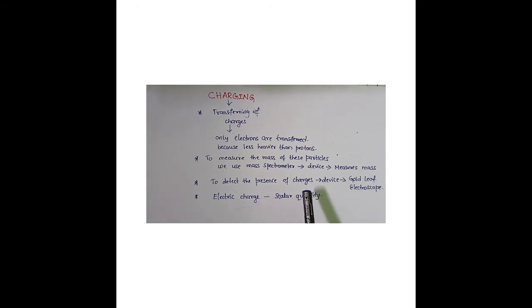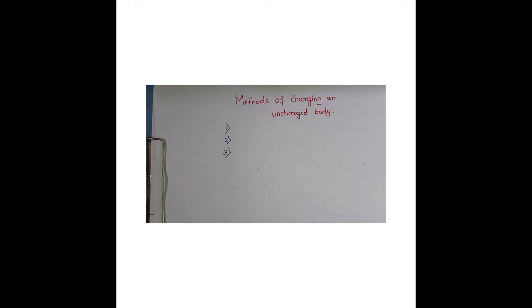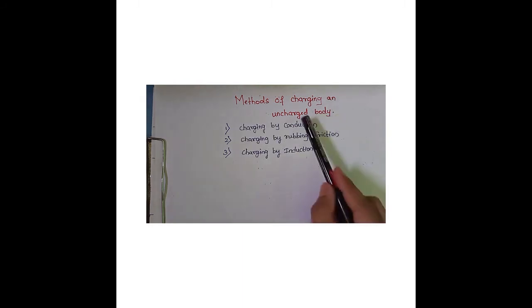Charging an uncharged body can be done in many ways. Here we take only 3 such methods, but for your syllabus we have only charging by induction. Now we'll see methods of charging an uncharged, or neutral, body. A neutral body has an equal number of protons and electrons; positive and negative charge numbers are equal. Such bodies are called neutral or uncharged bodies. The methods are charging by conduction, charging by rubbing or friction, and charging by induction.